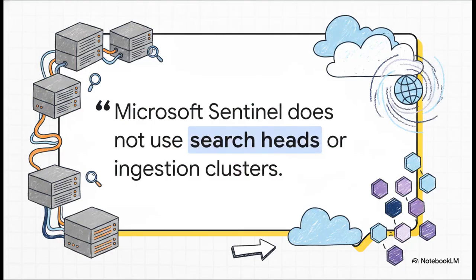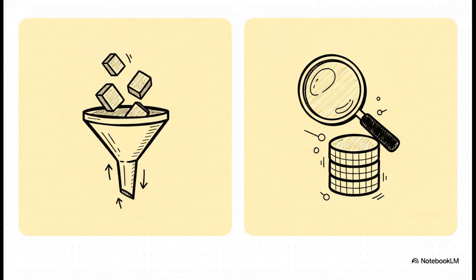Now, before we actually build out that architecture, let's clear up some legacy SIEM baggage. Microsoft Sentinel does not use search heads or ingestion clusters. If you're coming from the traditional on-prem SIEM world, you're probably hunting for those exact components to build your redundancy. But Sentinel is cloud native, and under the hood, it processes data totally differently. So, instead of those legacy pieces, Sentinel relies on the Azure Monitor Pipeline to manage ingestion and the KQL engine, Kusto Query Language, to handle searches against the log analytics data plane.